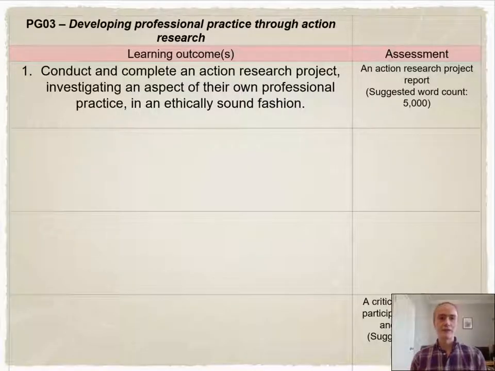The third and final thing to consider, quite obviously, I would hope at this point, is the learning outcomes for the module. You might want to have a brief recap of these, or after you've put together your presentations, come back and see how well aligned you are, and whether you're speaking to all of these. Learning Outcome 1 asks you to conduct and complete an action research project, investigating an aspect of your practice in an ethically sound fashion.